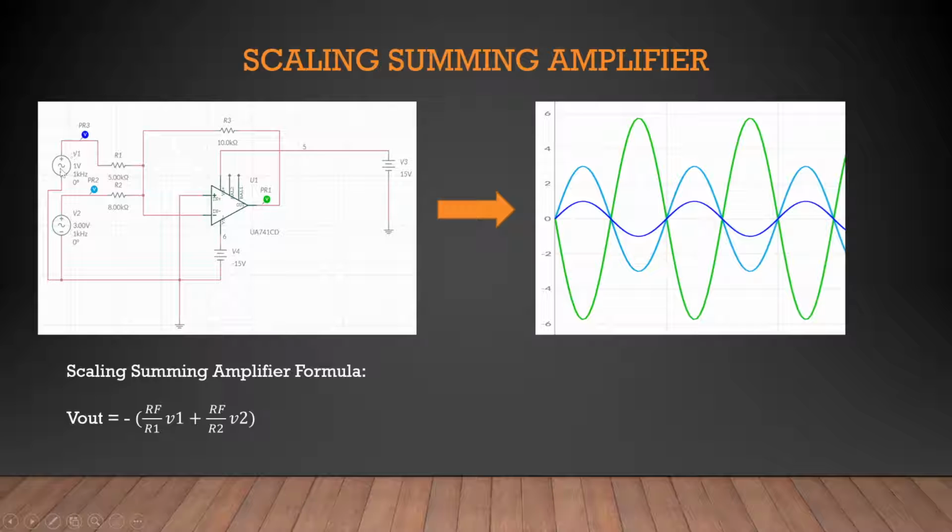Times 1, so we get 2. So here is 2 plus 10 over 8 times 3, which we will get around 3.75. So 2 plus 3.75, and negative because it's inverting. So we get -5.75 for the voltage output of the scaling summing amplifier.